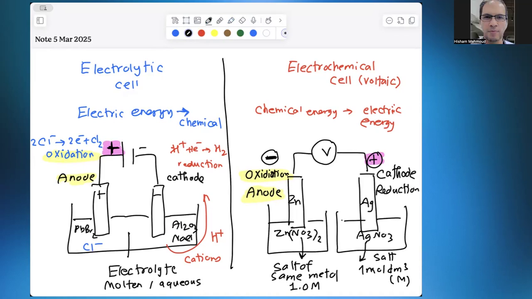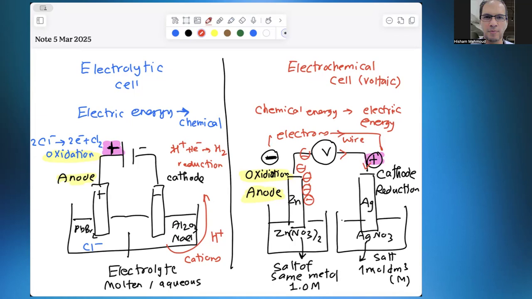Why? Because once I lose electrons with the more reactive element, the zinc is more active than the silver, so the electrons start to move, and they will go in the wire until they reach the silver. So what is the movement of electrons? The electrons move from the negative to the positive in the wire, from the anode to the cathode.